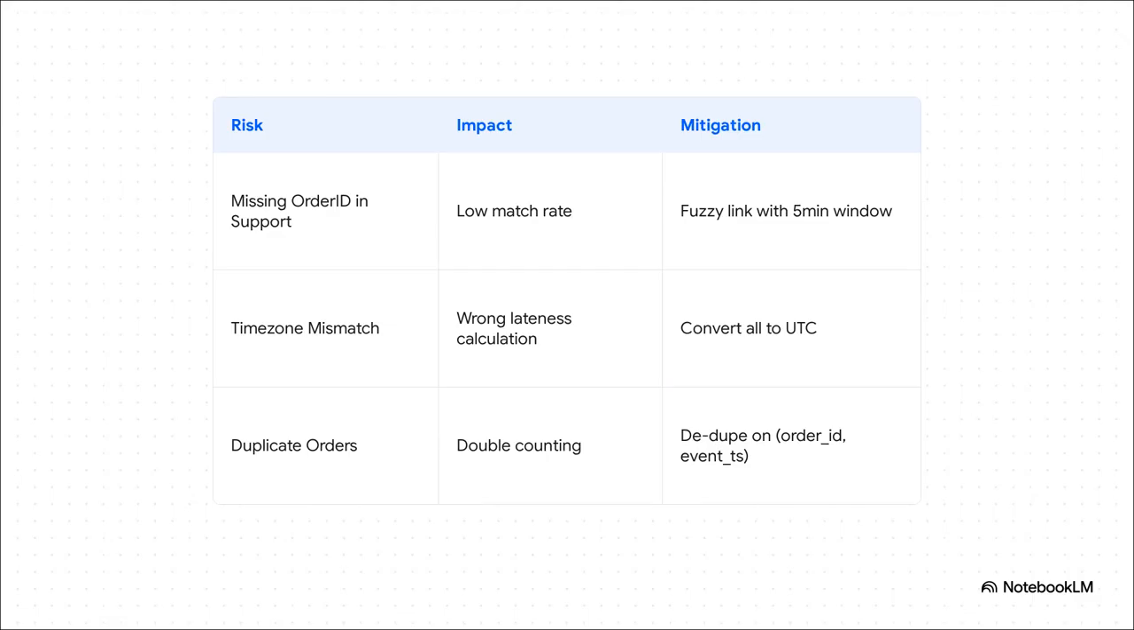And the absolute best way to manage these traps is with a risk register. This is your logbook. For every risk you find, like the missing order ID, you write down the potential impact. In this case, a lower match rate. And the mitigation, the thing you did to fix it, like our 5-minute fuzzy link. This is what professional-grade data work looks like.